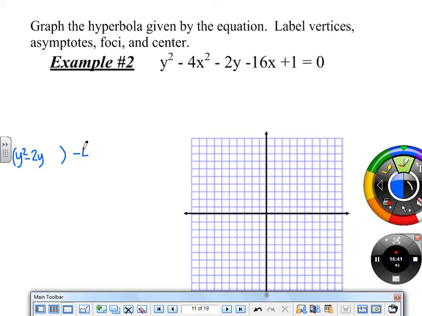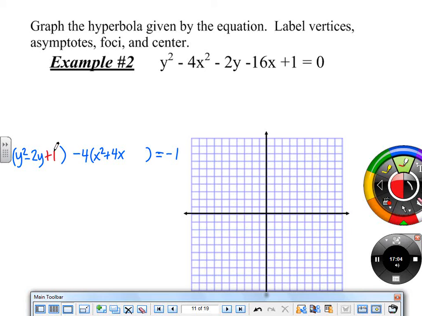Then I'm going to factor the negative and the coefficient out of the terms with x. So that's going to be negative 4 times x squared plus 4x. This 4x right here, you guys, is from the negative 16x after I've factored out a negative 4. And then I'm going to move the 1 to the other side of the equation so it'll look like negative 1. I'm going to go ahead and complete the square.